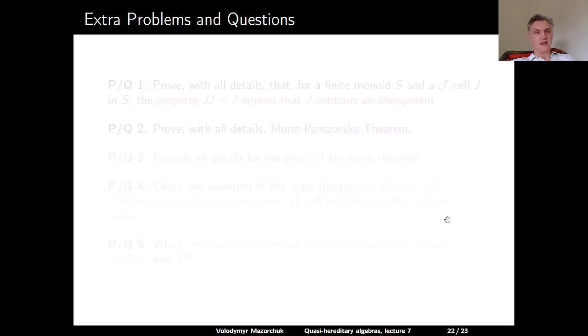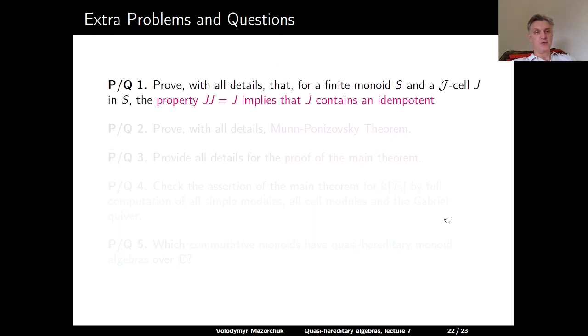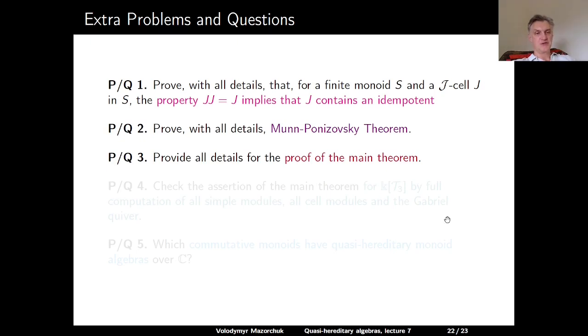At the end, some extra problems and questions. Problem question 1. Prove with all details that for a finite monoid S and a J cell J in S, the property J·J equal to J implies that J contains an idempotent. Problem question 2. Prove with all details the Mann-Poniatowski theorem. Problem question 3. Provide all details for the proof of the main theorem.